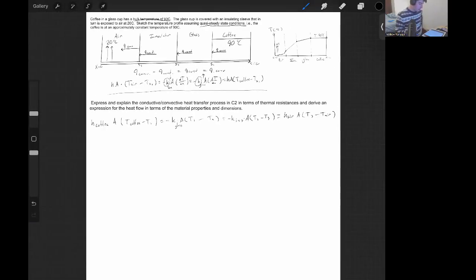Okay, we have this relationship for the heat transfer process, and we can make three equations off of this. Our first equation is going to be setting the convection equation for heat of coffee equal to the conduction of glass first.